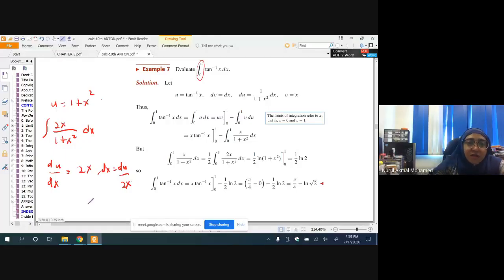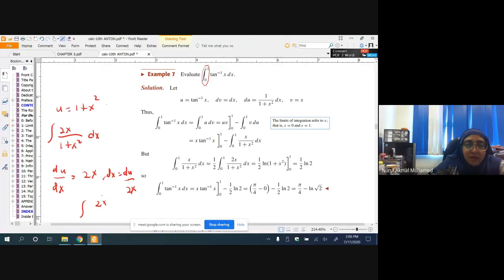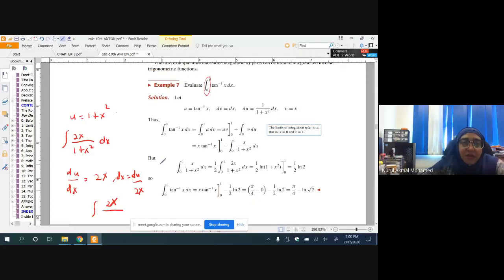So the integration of 2x, you divide with 1 plus x squared, which is u, and your dx is du divided by 2x. So this 2x is cancelled out. What is left is the integration of 1 over u du, which will give you ln of u.